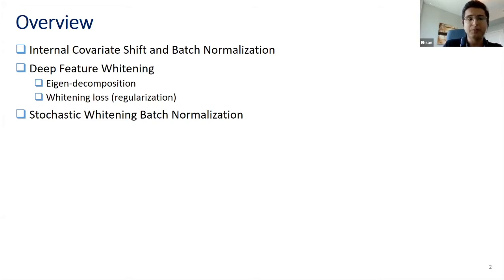And then I'm going to talk about deep feature whitening and how this feature whitening is related to batch normalization, and how that one is an extension of batch normalization. And I'm mainly going to talk about two main approaches, the Eigen Decomposition and whitening loss, or something that's called a regularization method. And finally, I'm going to talk about our method, stochastic whitening batch normalization.